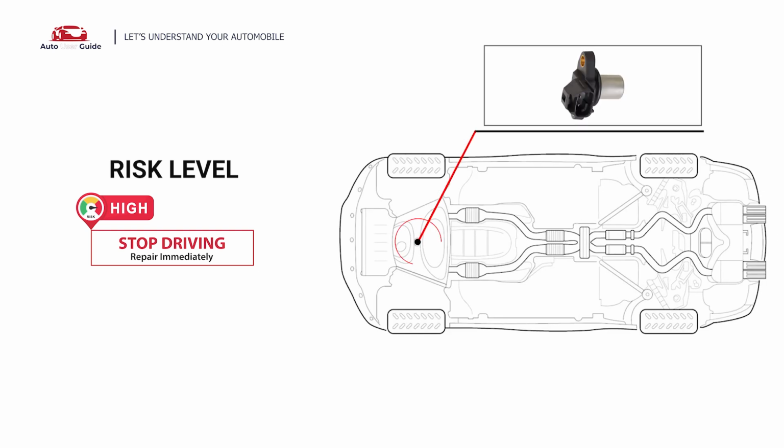This engine code indicates that the engine's control module has detected an intermittent and improper signal from the camshaft position sensor responsible for monitoring the position of the camshaft on bank 2. Under this circumstance, stop driving and repair your vehicle immediately.